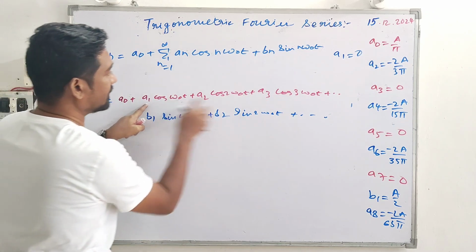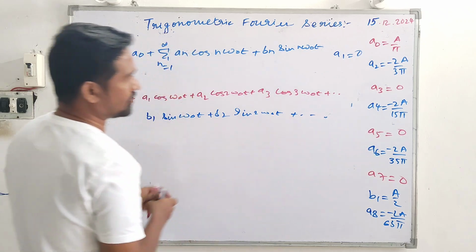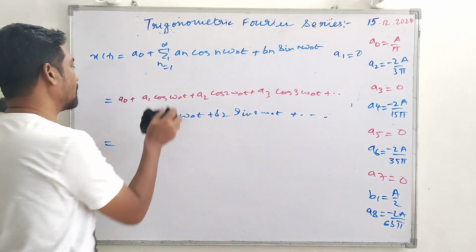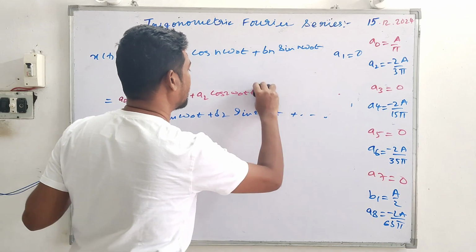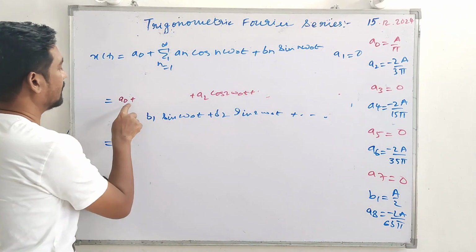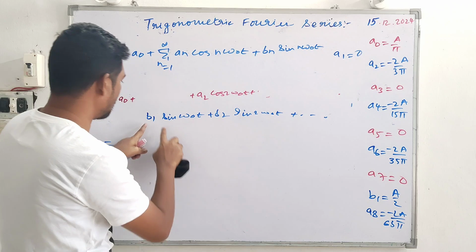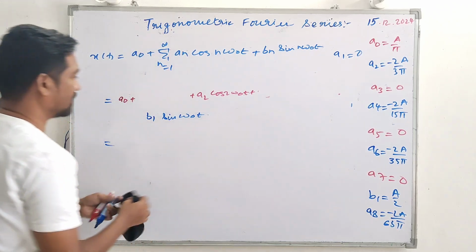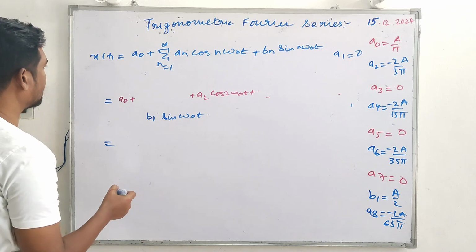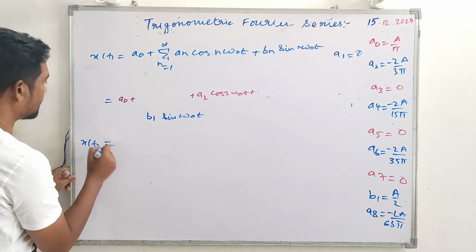And remember, a1, a3, a5 are zeros. We don't have these coefficients. We only have the even coefficients, and also b1 from the second series. So from the odd series, b1 only, in the complete Fourier series representation.